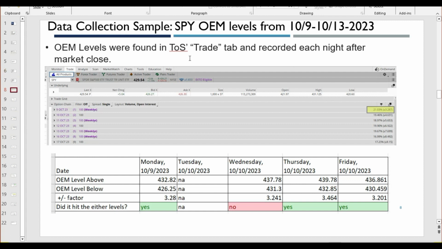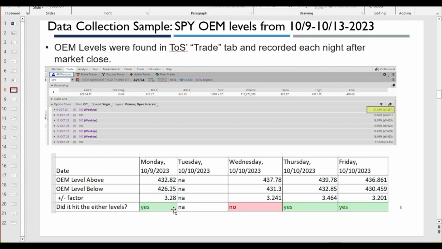Okay. So if we look at the data collection sample, this is what the first week looked like. Basically what we did is we just took our Thinkorswim trade tab, and each night we would go here. This would be the expected move for the next day. SPY has options that expire daily, so we can get these intraday OEM levels. And if you look over here to the right, it calculates it for us in Thinkorswim. So we have 3.287. So basically what we'd do then is we'd record the closing price at 429.54 and add or subtract that number of 3.287 from it to get these OEM levels.